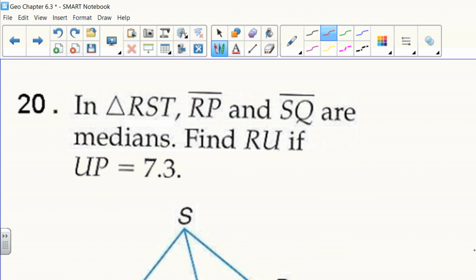UP is 7.3. It wants us to find RU. Well, RU is the bigger, yes? And the smaller is equal to what? The bigger is equal to what? Because if we use half, we're going from bigger to smaller. So what are we going from here? From smaller to bigger, so we're not going to use half, we're going to use 2. So we're going to multiply 7.3 by 2.